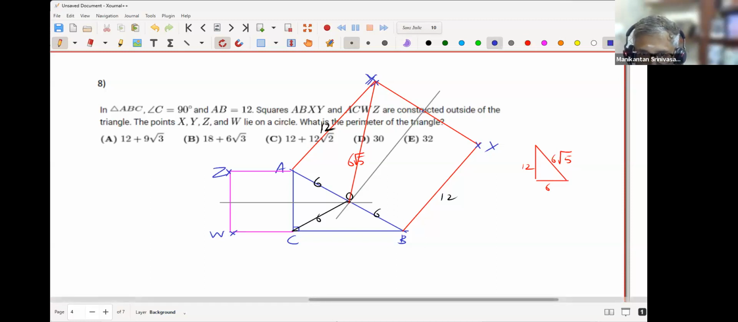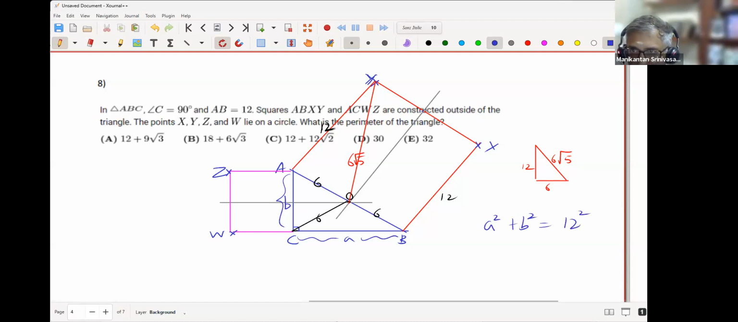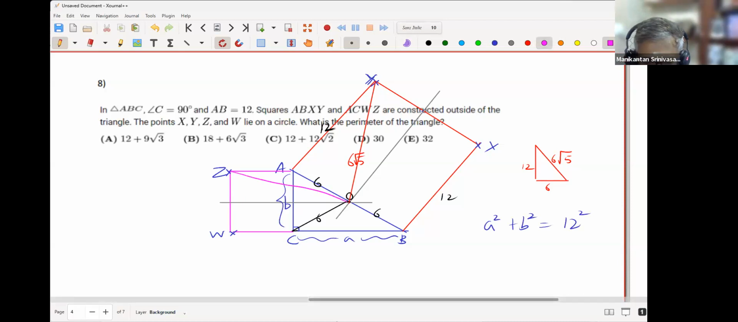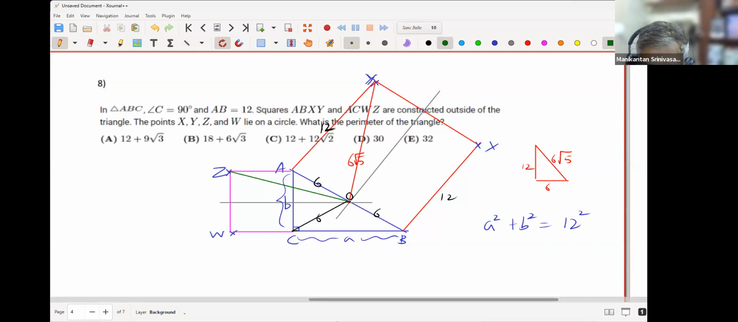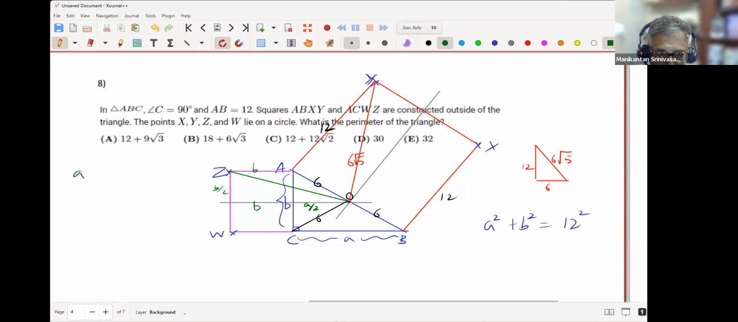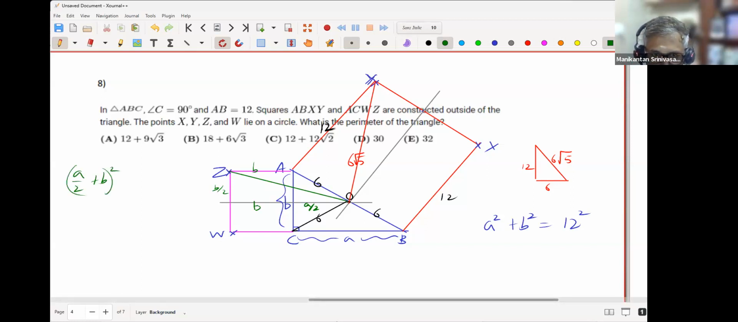So let's call this AC, which is small b, and this is small a. You label the sides with the opposite angle. So we know that a square plus b square is 12 square. And the other Pythagoras theorem says, if I have this connection from Z to O, that has to match. This is b everywhere, and this is a by 2, by the midpoint theorem, and this is b by 2. So we have a by 2 plus b, the whole square, plus b by 2, the whole square, should be the radius square, 6 root 5 the whole square.